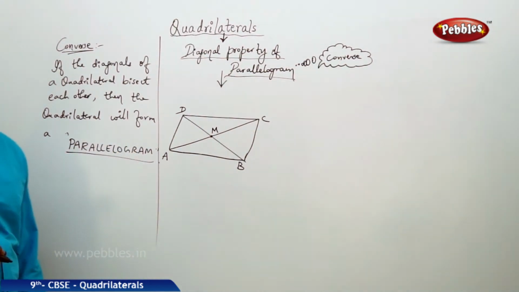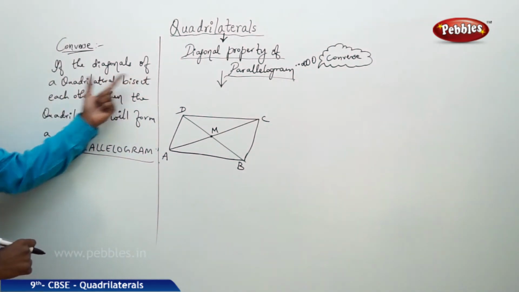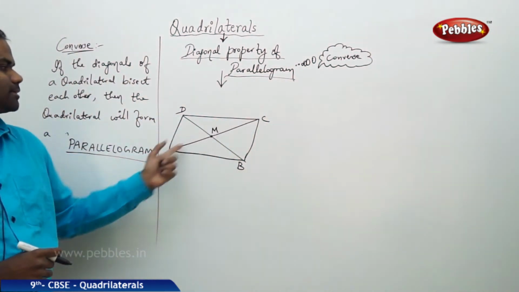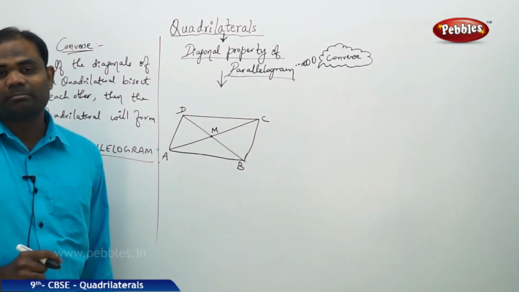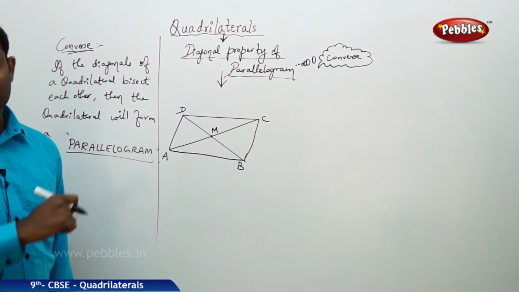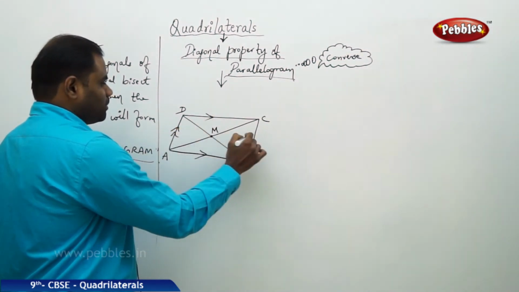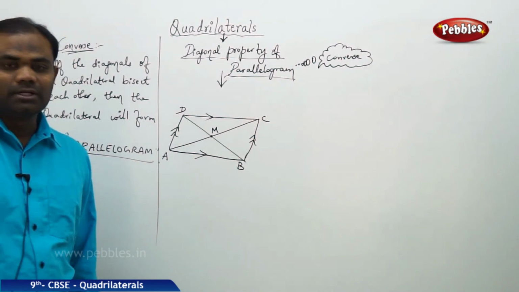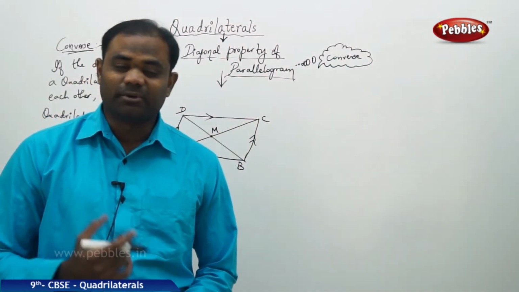Yes, the converse of the previous session holds. If the diagonals of a quadrilateral bisect each other, then the quadrilateral must form a parallelogram. They must form pairs of lines which are parallel to each other, and that is how I understand the converse of the previous session.